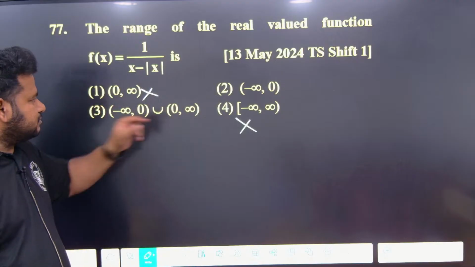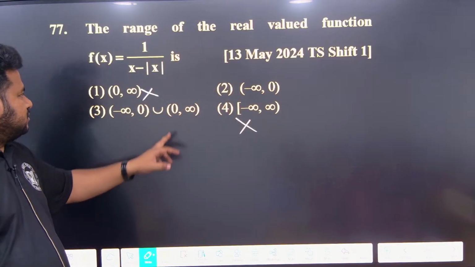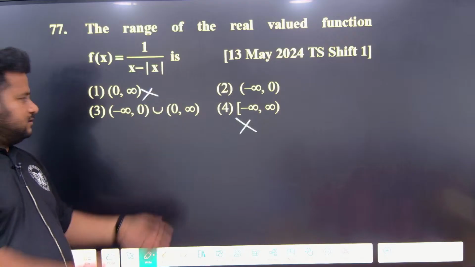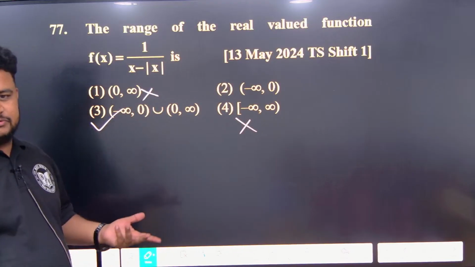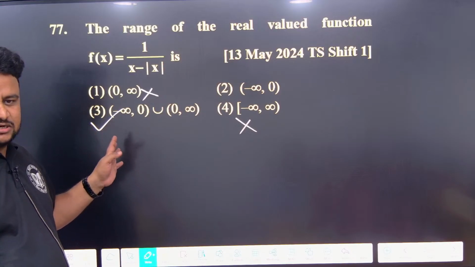Now look at both the options. Here we have minus infinity comma 0, minus infinity comma 0, and 0 comma infinity. So both first and second options are combined here. So easily I can go with the third option. But I don't know whether this is the right answer or not. Let us solve now.